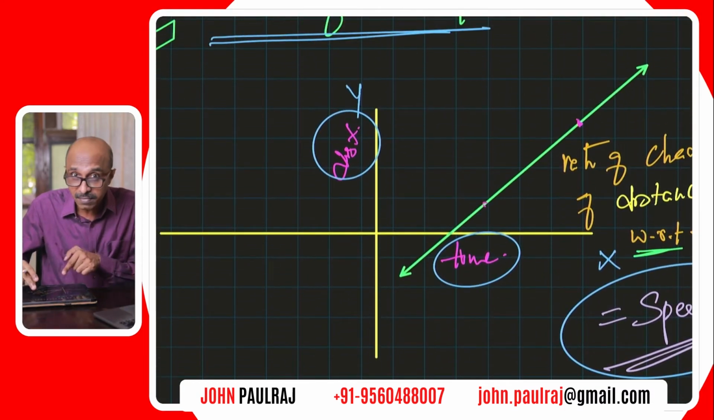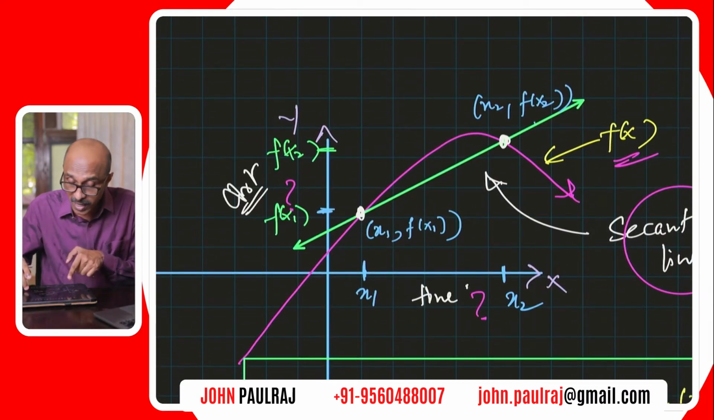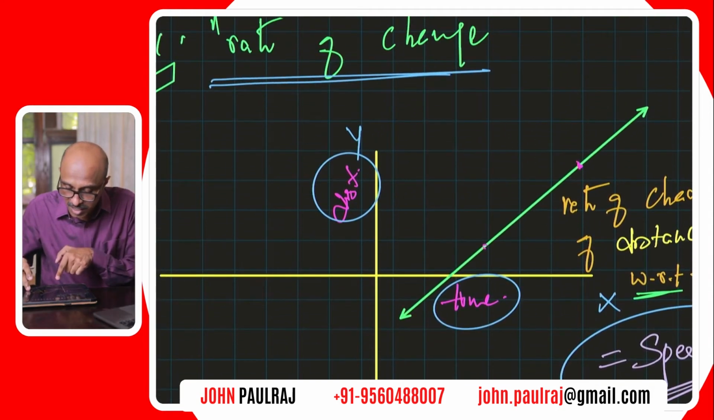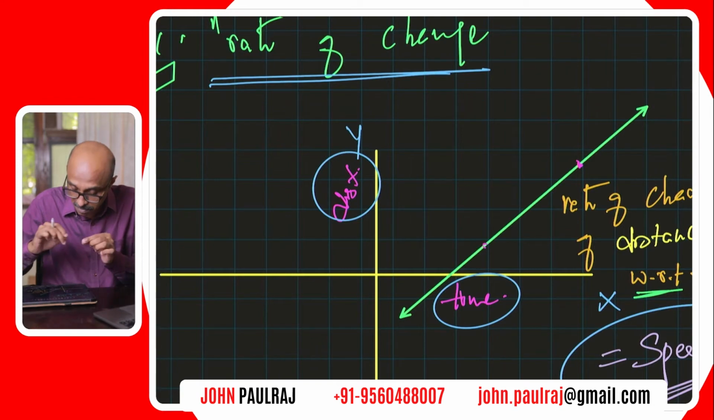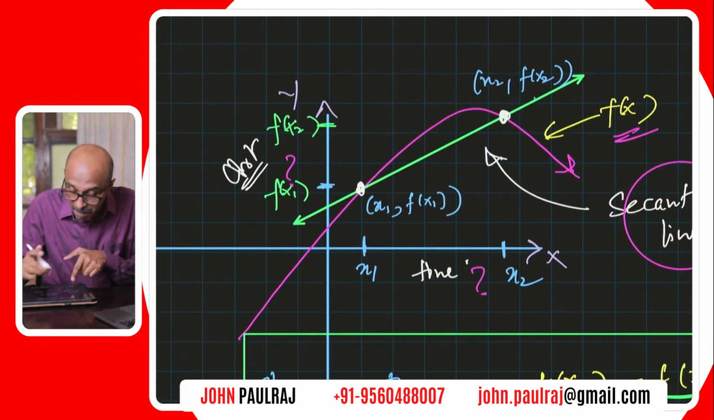The meaning of the slope of the secant line, to understand that, let's get back to that graph we saw earlier. That was a straight line. The secant line is also a straight line. Well, that straight line in the first case represented the distance time graph. So that green graph represented the distance time graph. Here, it's that pink graph. That is the distance time graph.